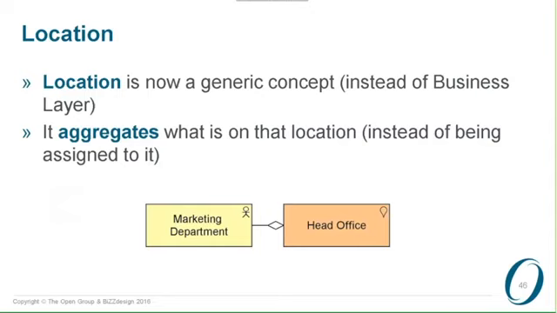And we've also changed the relationship between location and what's on that location. It used to be assignment, but aggregation is a much more natural way of expressing this. So location now aggregates what's on that location. Assignment is still valid in many places for this because it's a derived relationship, but I won't go into the details there. The regular way of doing that is like this, aggregating stuff at a location.